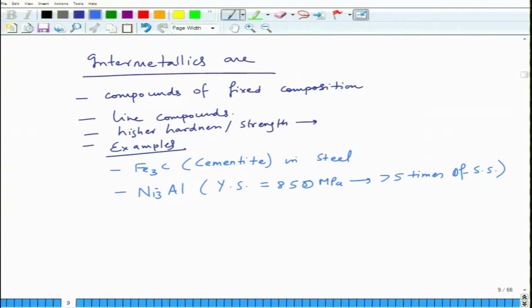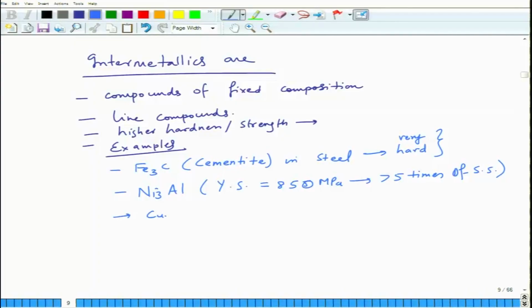And aluminum, if you look at the composition, is a soft alloy. Nickel has a strength which is of the order of iron, steel. But Ni3Al, the line compound, is very strong. Similarly, cementite in steel is extremely hard, very hard. That is why we prefer high carbon steels for applications which require high hardness, and this high hardness comes from cementite. And similarly, you have things like Cu3Au.